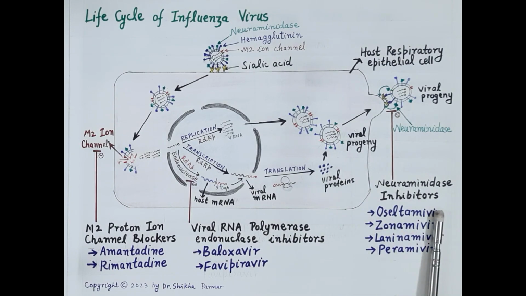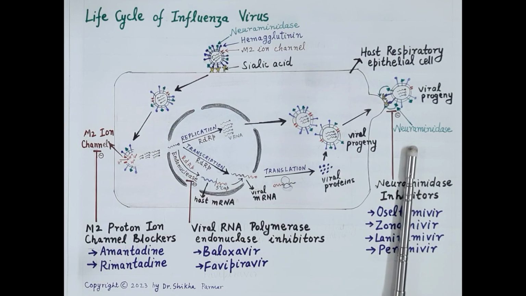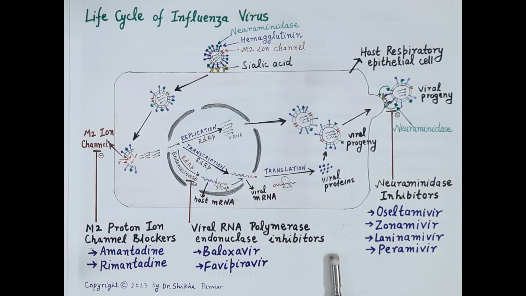Now, the third category of drugs are neuraminidase inhibitors. Now, these drugs prevent the enzyme neuraminidase from cutting the connections between viral progenies and the host sialic acid residues. So now viral progenies are not released from the host cell, and thus the spread of viral infection stops. So this is the mechanism by which these drugs produce anti-influenza virus effect in the host.